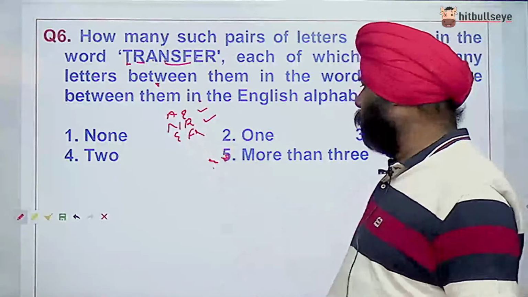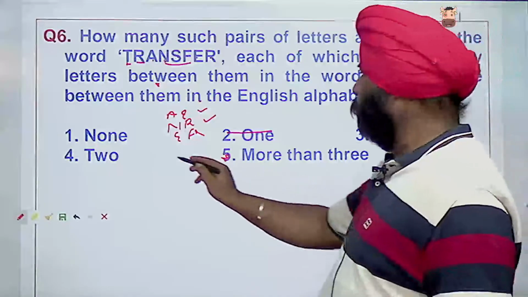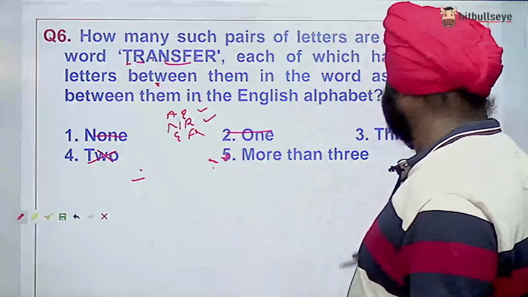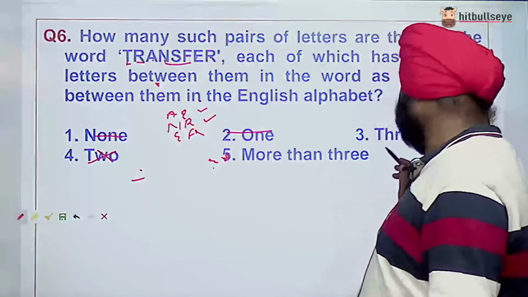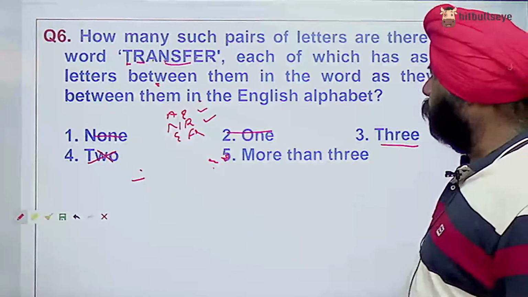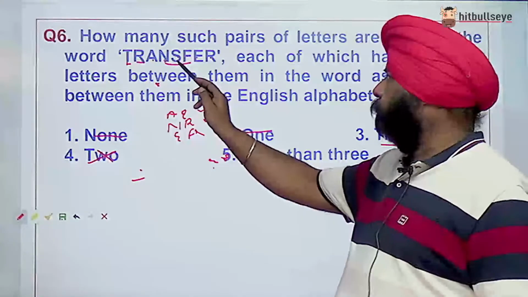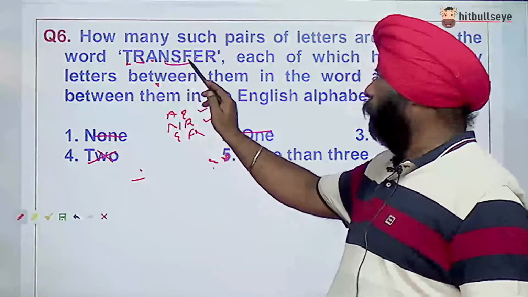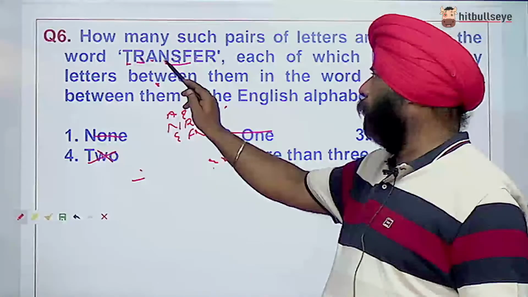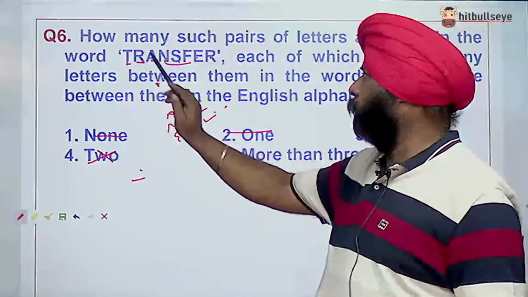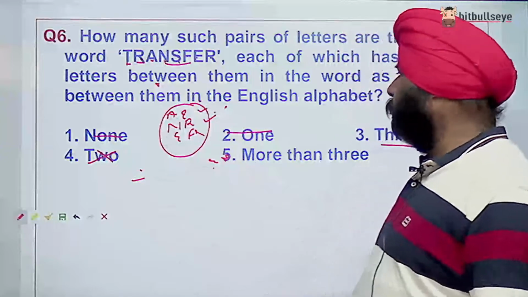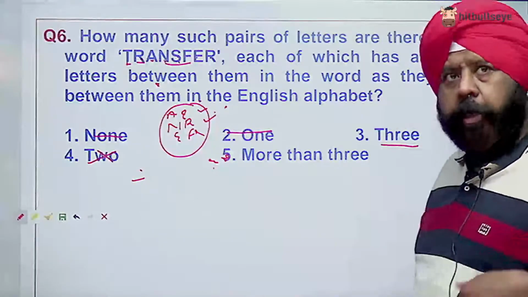Now the answer cannot be the second option, and it cannot be none. So the answer has to be 3 or more than 3. So three pairs are already found. Let us try if another pair is there. E, F, G, H, I, J, K, no. F, G, H, I, J, K, no. S, T, U, V, W, no. N, O, P, no. A, B, C, no. R, S, T, no. So there are 3 pairs that have as many letters between them as in the original English alphabet.